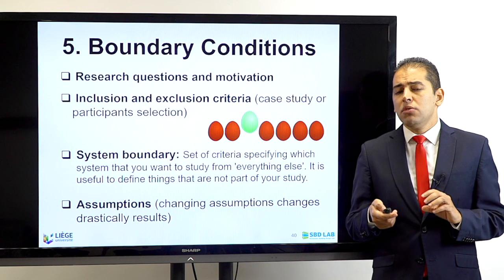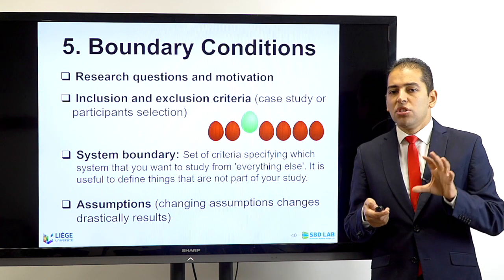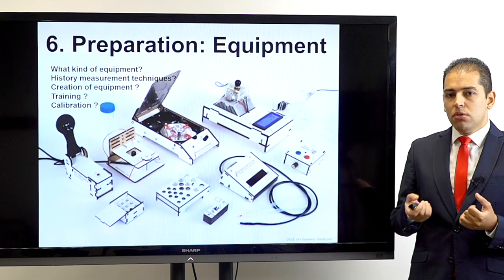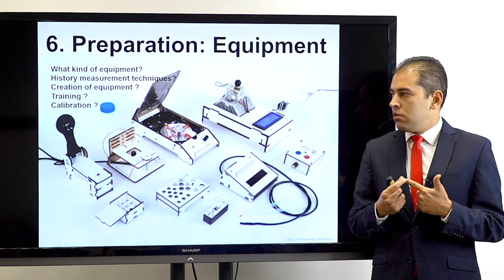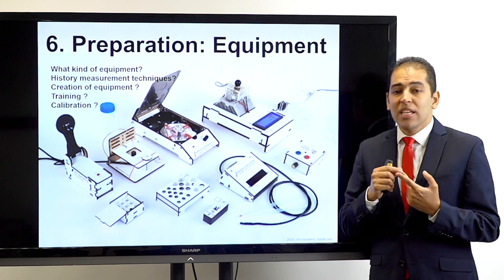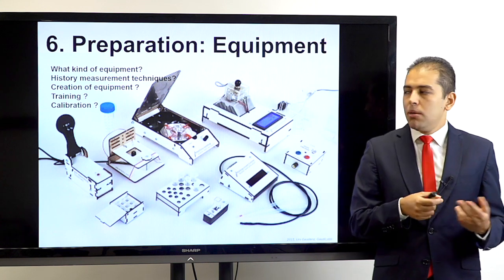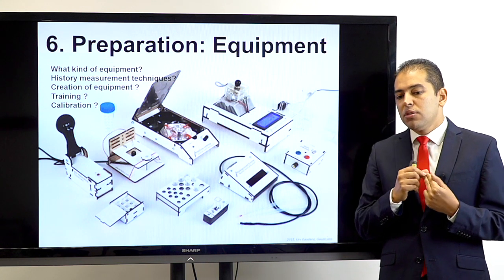What else do I need to do, and I still did not talk about, when I'm talking about preparation for my experiment? Tools, equipment. I need to know what equipment I'm going to use. What is the history of measurement techniques for this variable? How can I create the equipment? In many cases, people create the equipment themselves. If not, they will buy it. What training do I need for a specific piece of equipment?